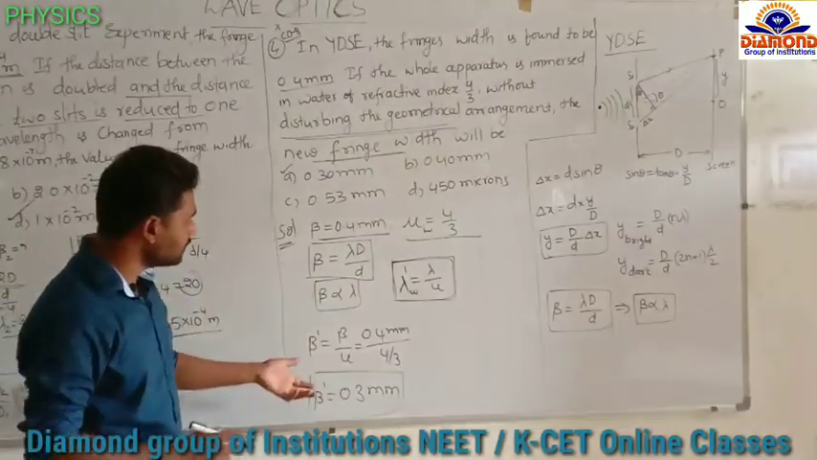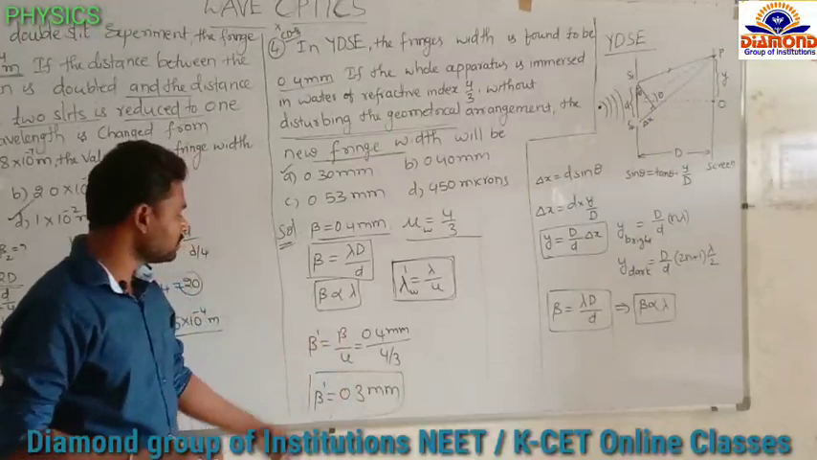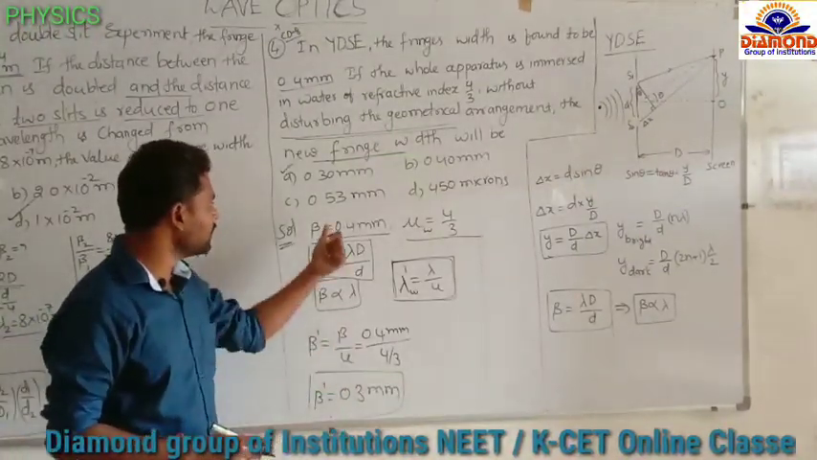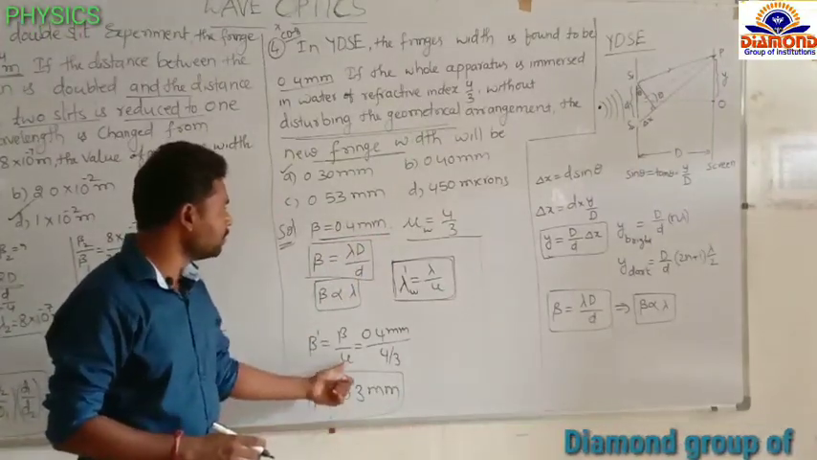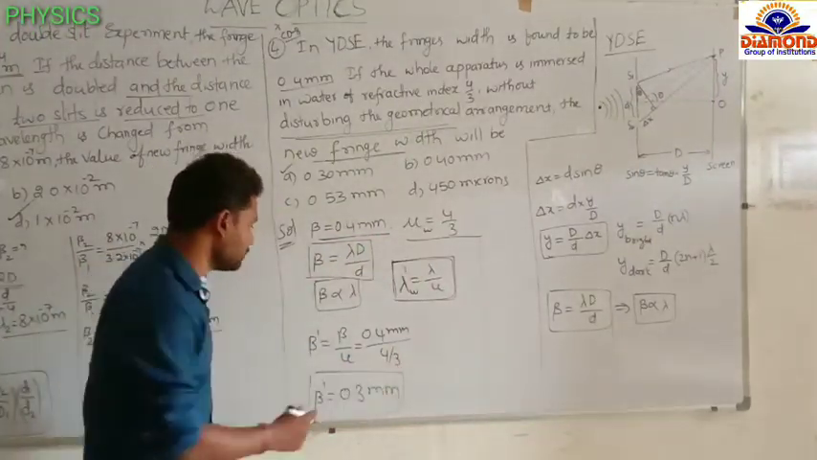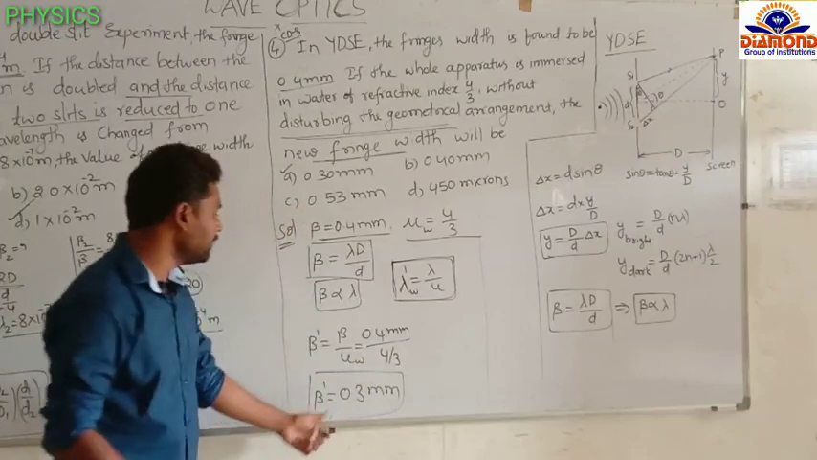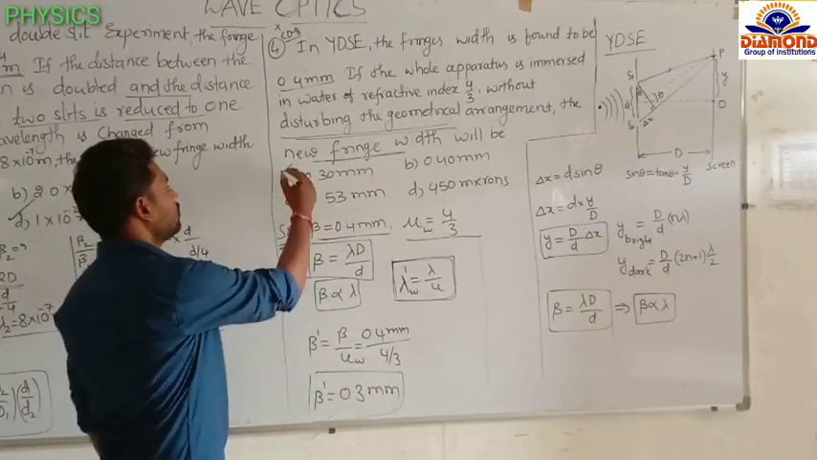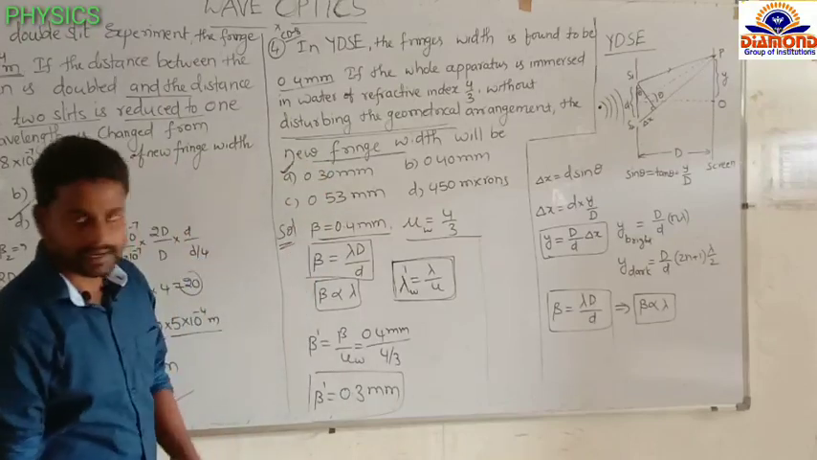So fringe width is also decreased by mu times. So the value is beta dash equal to beta by mu. Beta value is already given as 0.4 millimeter and mu value is given as 4 by 3; substitute here. Then we will get the beta dash value, that is the new fringe width, as 0.3 millimeter. So 0.30 millimeter is the right answer.